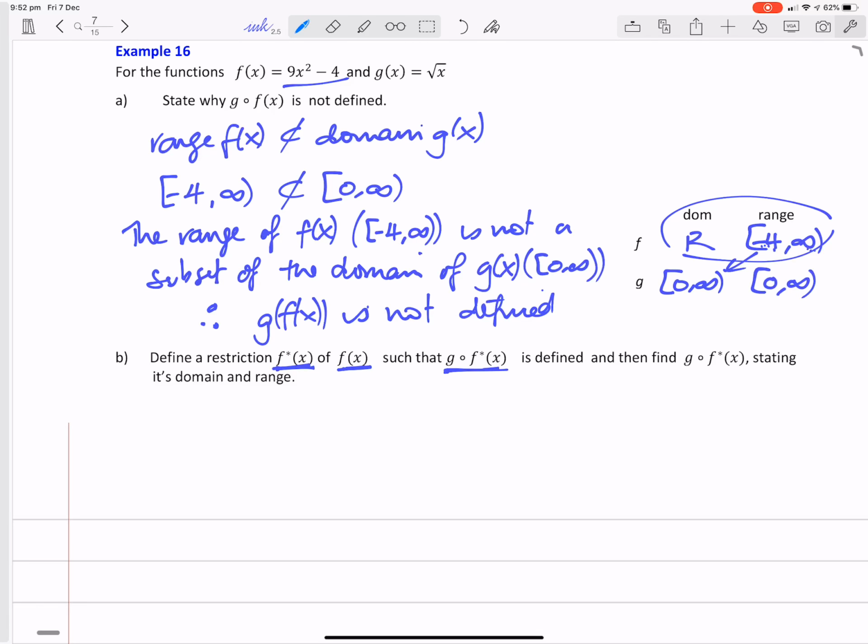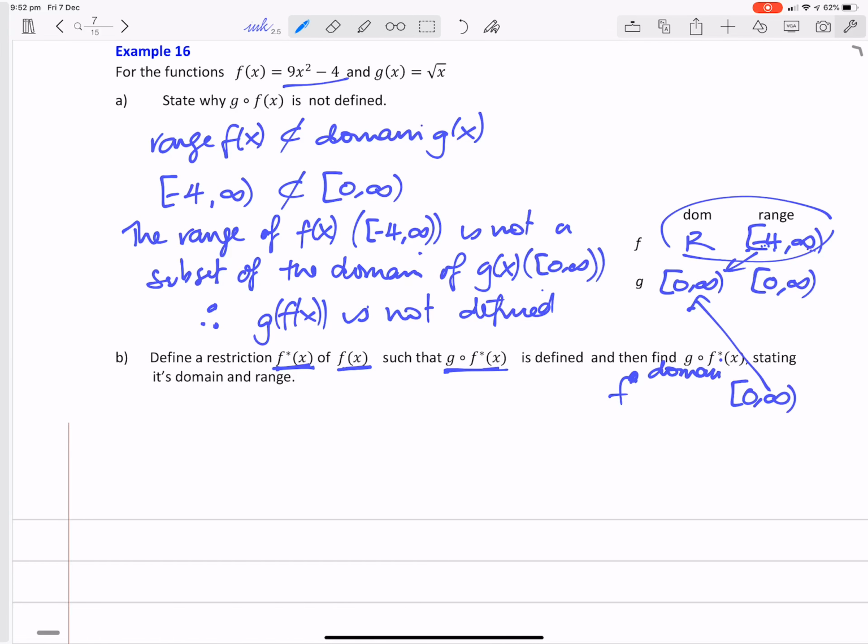So like we said, we want f to have a range of 0 to infinity, and we need to work out the domain that makes that occur. Because if it's from 0 to infinity, f star will fit into that, and then the function will work. So the composite function will work. So let's have a look.